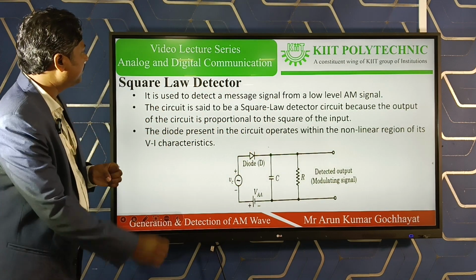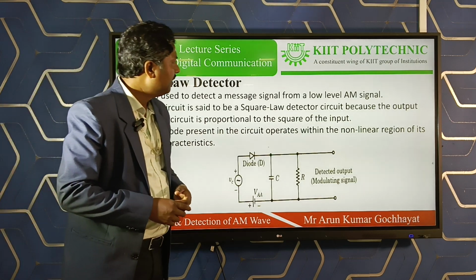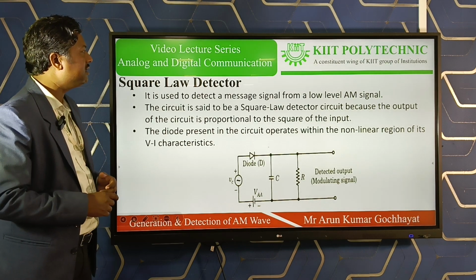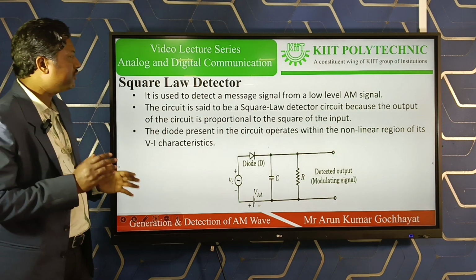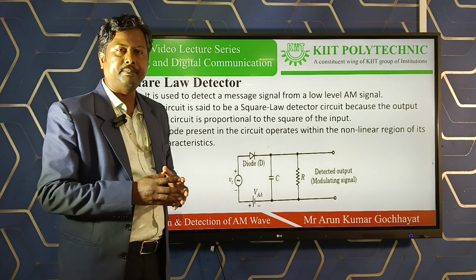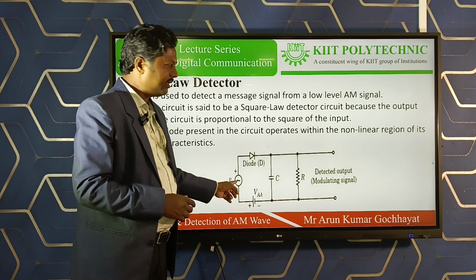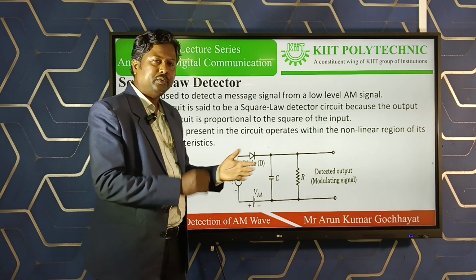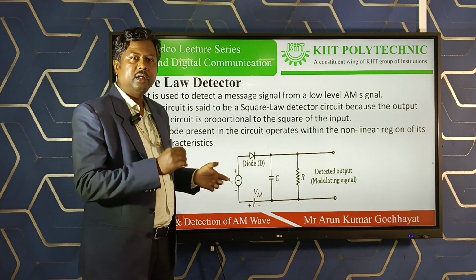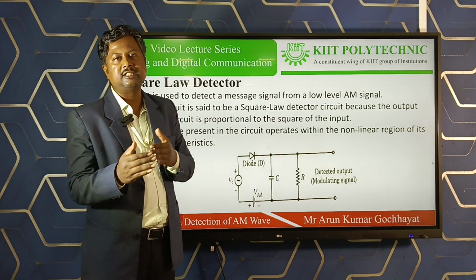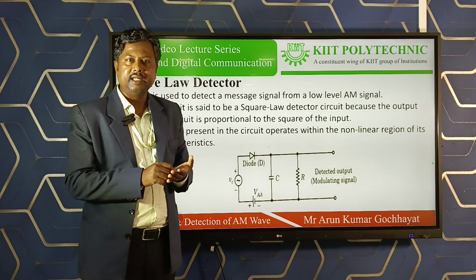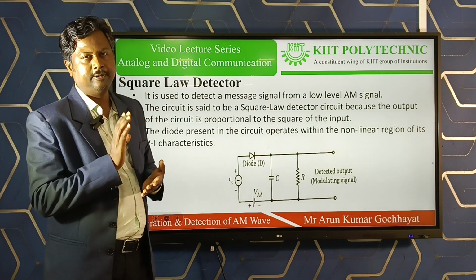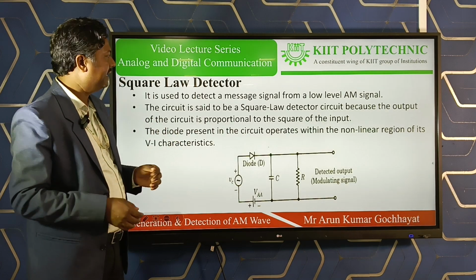So here it is written that it is used to detect the message signal from a low level amplitude modulated signal, that I have told. The circuit is said to be a square law detector circuit because the output of the circuit is proportional to the square of the input. Here, when the input voltage is given, the output current flows through the load. Now the output current I depends upon the input. If we go for the mathematical analysis, then we can see that the output current I becomes proportional to the square of the input voltage V. So we will not go for that mathematical analysis.